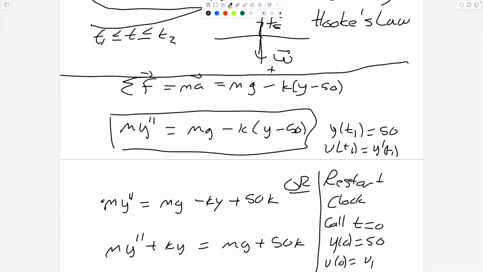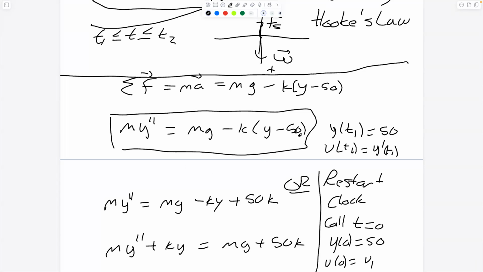Similarly, you never want a whole bunch of math on the screen at one time, because nobody's listening to you. They're trying to look at all the math. So maybe one or two equations at most on each slide, and then just point to stuff. Whoever is talking should be the one in control of the mouse, and you point to stuff. Do not read: y double prime equals mg minus k parentheses y minus 50 parentheses, y parentheses t1 parentheses equals 50 v parentheses. You're already bored. Imagine that for 6 minutes straight.